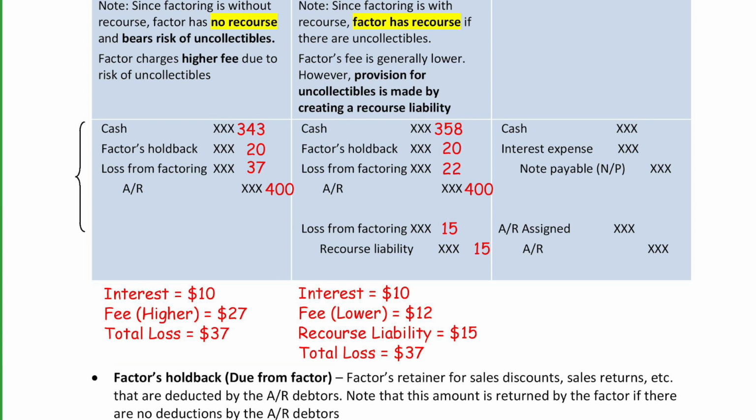Now, the third column there, where we're looking at pledging, assigning, factoring with recourse, where the control is not surrendered. Now, this one needs to be recorded as a borrowing. So it's cash coming in, interest expense, credit to notes payable. Look at the next journal entry. Accounts receivable assigned debit, accounts receivable credit. Now, this is only in case of assigning. So put an arrow there and write if AR is assigned.